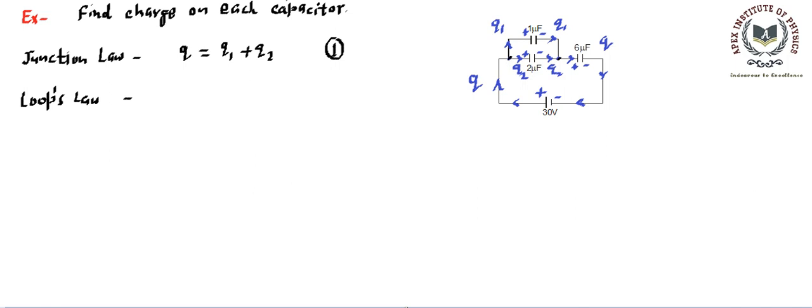So let's first identify the loops. Can we see a loop running from the 30 volt battery to the 2 microfarad to the 6 microfarad, the bigger loop downside? Yes. Let's call that loop A, and apply the loop law for this loop A. What is that loop law going to be? Let's start from this point and move ahead.